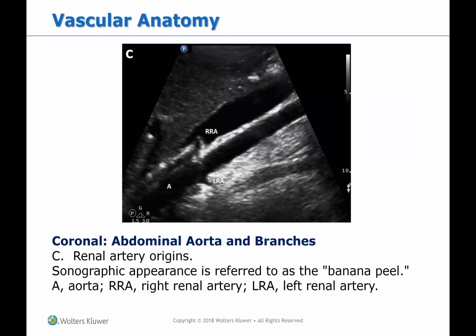This is a coronal view. If you're cutting across, I would lay the patient on their left side and then scan from the side. This is how it's going to look. We call this the banana peel sign, and it's the aorta and the left and right renal arteries coming off there. They look like a banana peel.